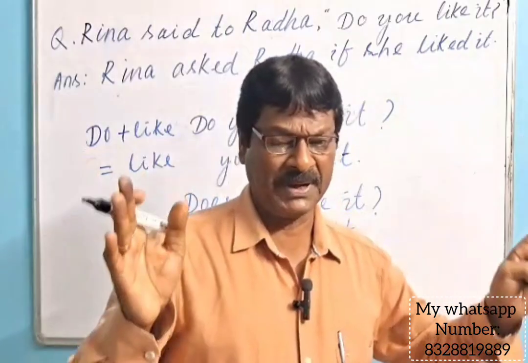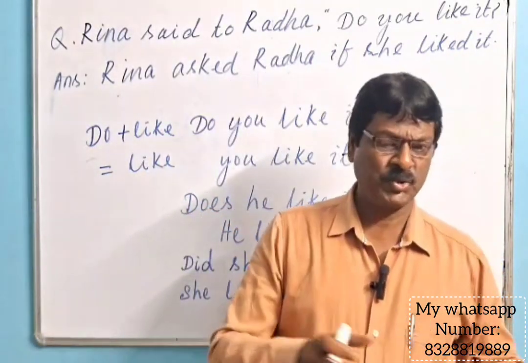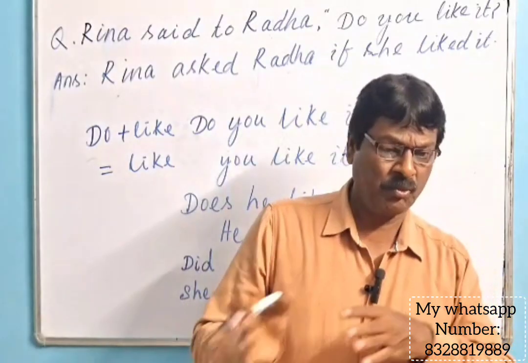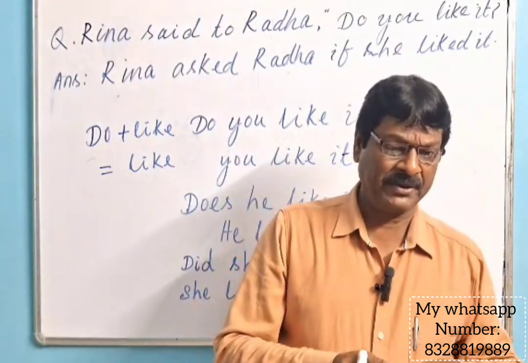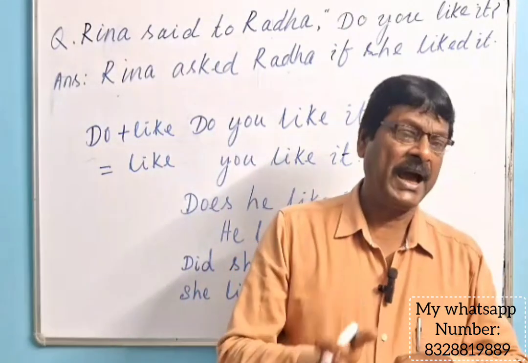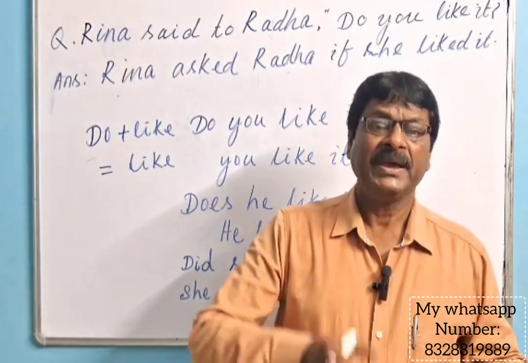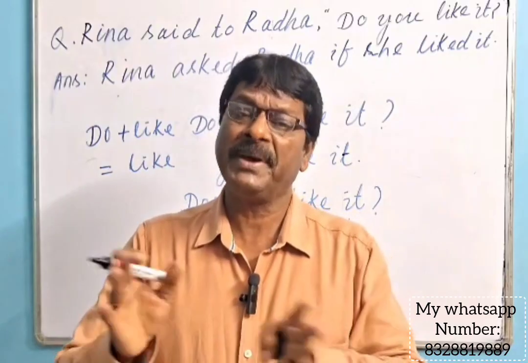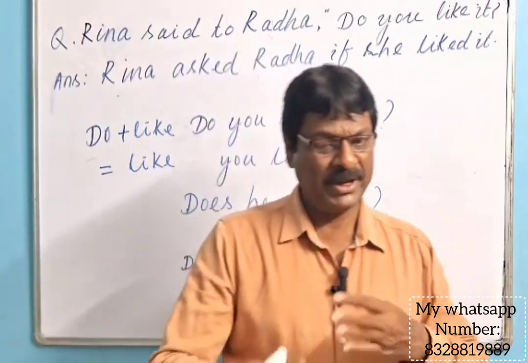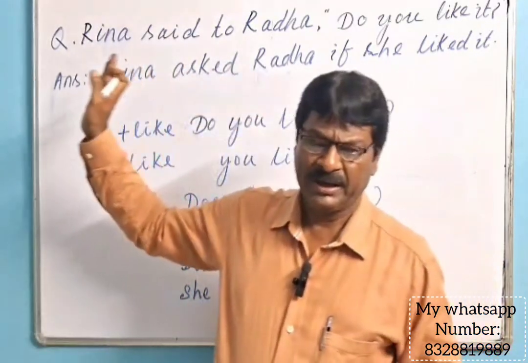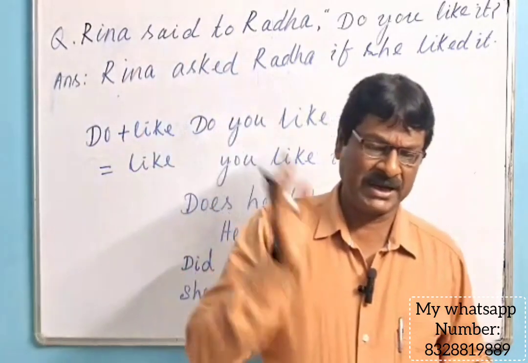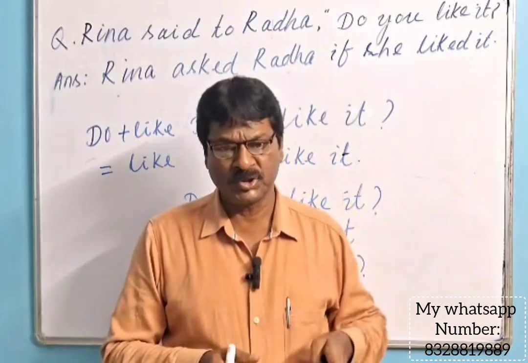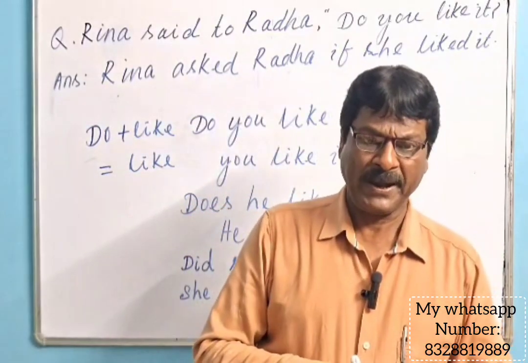Suppose a sentence is there: "Am I a student?" This is an interrogative sentence. If you want to make it a statement: "I am a student." Right? "Have you a car?" "I have a car." "Have you a car?" "You have a car." Right? This way you first convert the interrogative sentence into a statement or declarative sentence. Thereafter you change it from direct speech to indirect speech following the rules of statement. Okay?